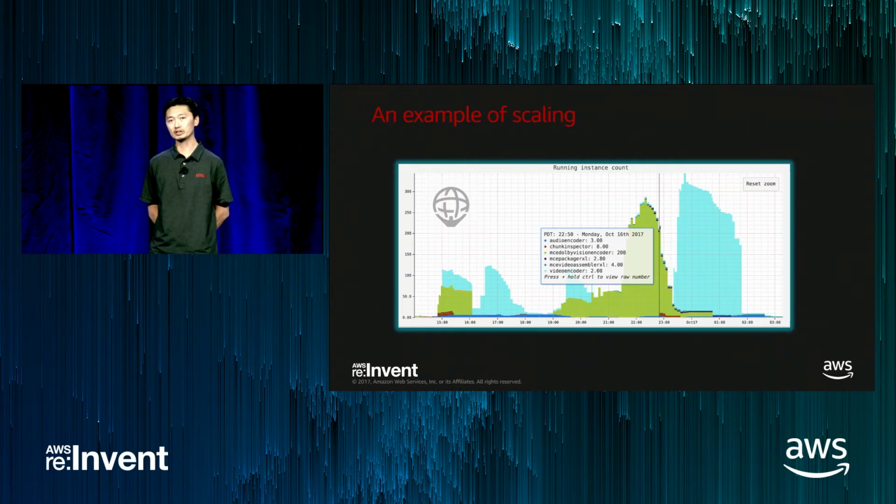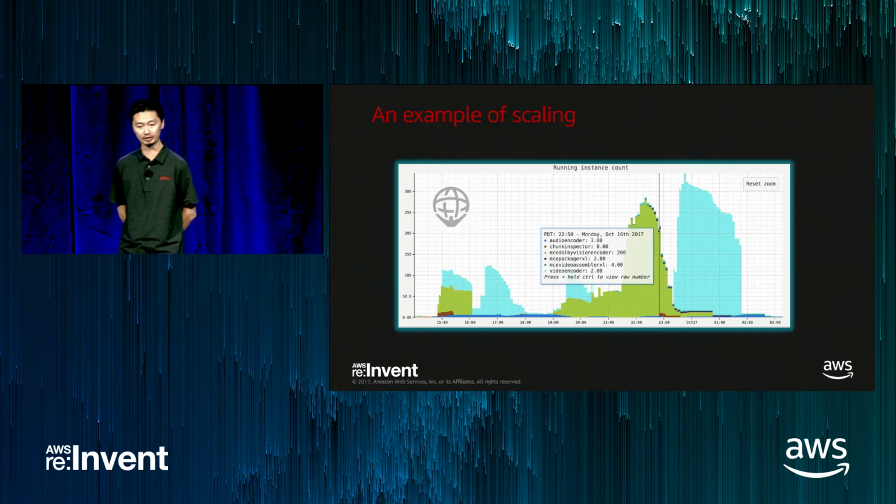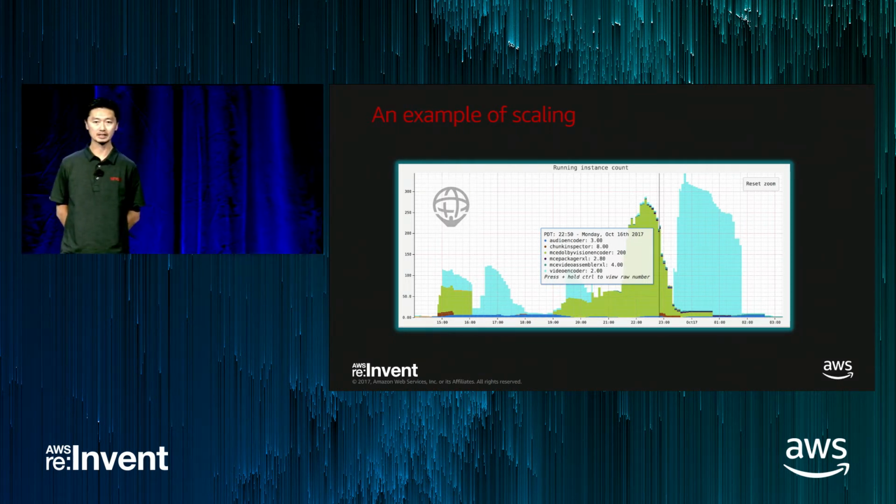The next example shows how the Dolby Vision encoder scales up over a period of time. In this case, I think it's about 12 hours, and the video encoders scale independently.